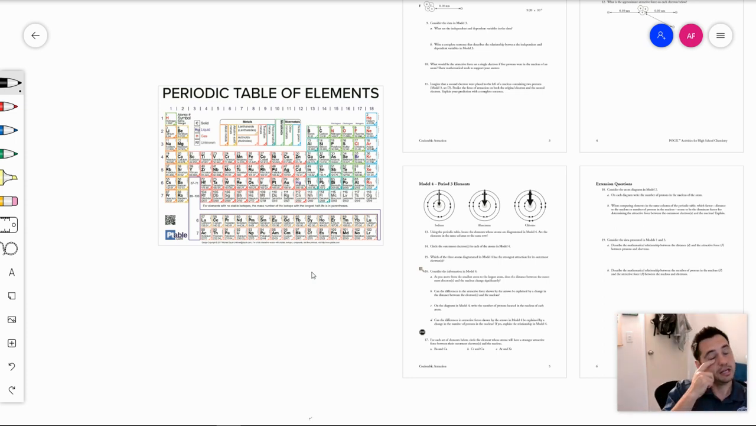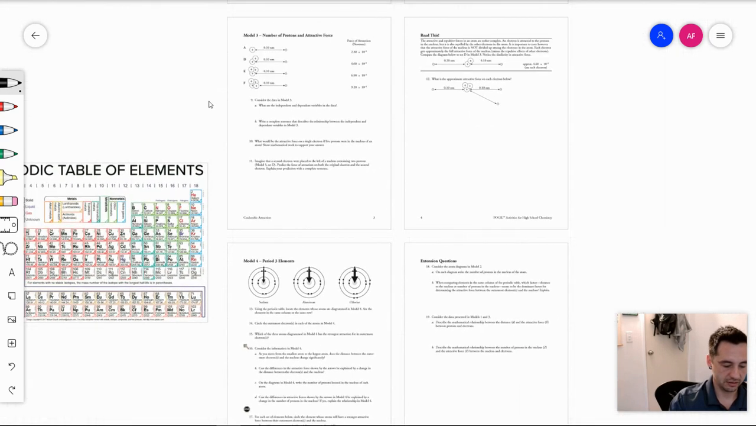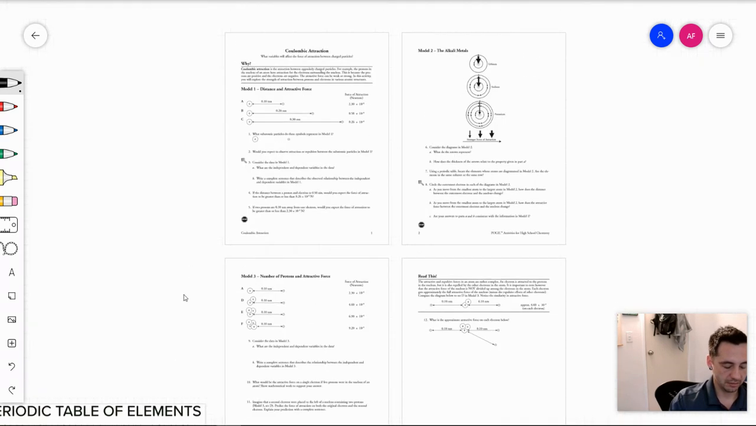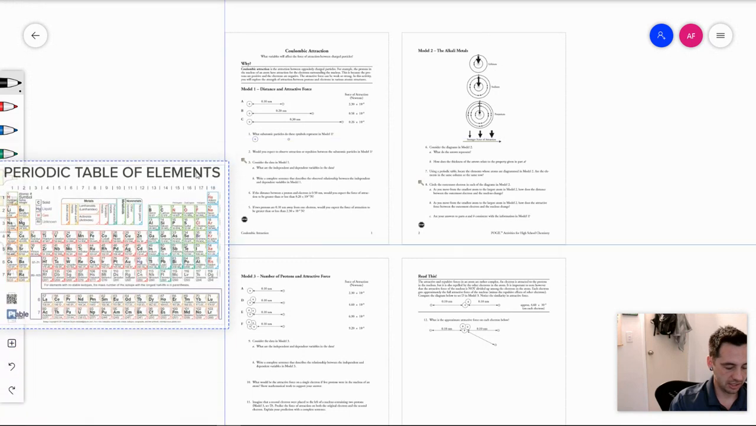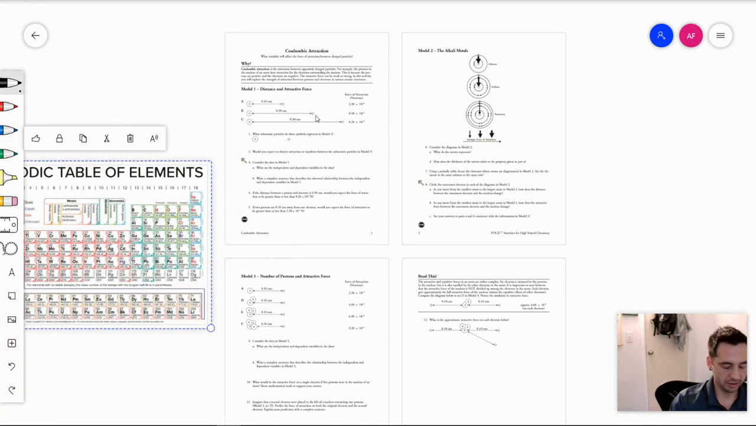Hey guys, good morning. So we're going to be looking at the Coulombic attraction worksheet for right now, and then we'll get to the other stuff after this. Okay. So I got a couple things ready here in my little whiteboard thing here.